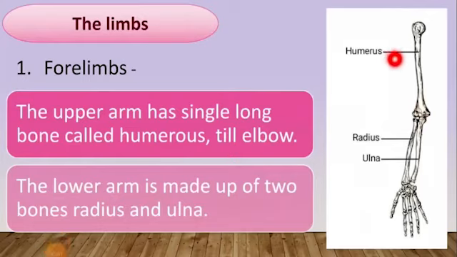The upper arm is made up of a long bone called the humerus, while the lower arm is made up of two long bones called the radius and ulna. The upper arm joins the lower arm at the elbow.